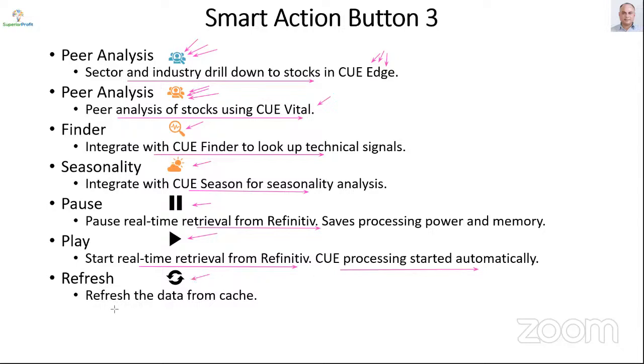Refresh button is used to refresh the data from cache. Usually we don't need to use it, because when we use the smart action buttons, like we drill down from market, that is home tab, to sectors, to industries, to stocks, those action buttons always look at cache and get the latest stock scorecard, industry performance, industry scorecard, sector scorecard, everything it gets from cache, calculates in real time. So usually we don't need to explicitly use the refresh button, but if you want to use it, it is there.